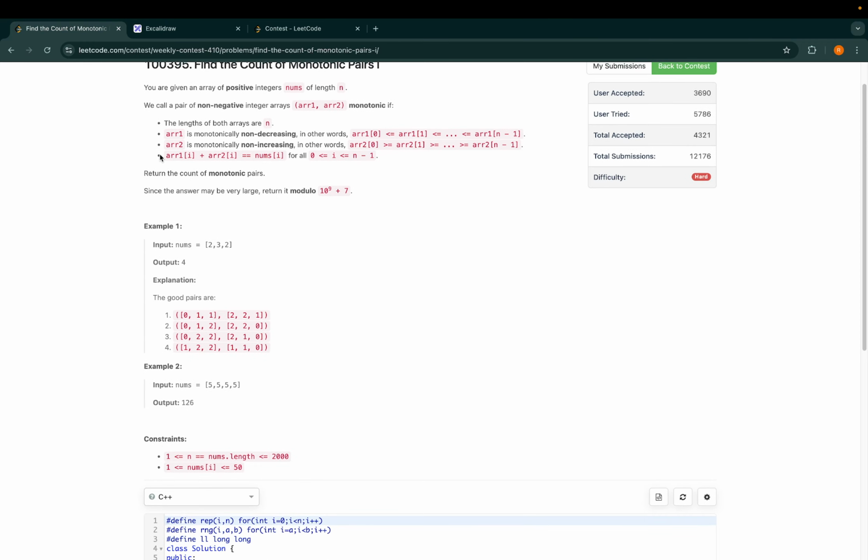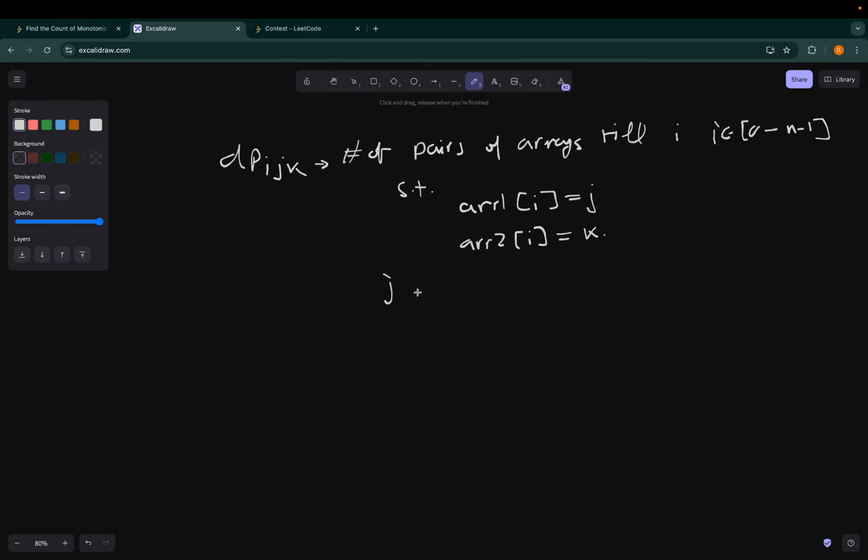Now the third condition says that your j plus k should be nums of i. So essentially j plus k is n of i. That means you can fix k to be n of i minus j. Okay, so that's what we do here. Just fix that k, and essentially you want to calculate dp of i. If you put j here, then in array 2 you have to put n of i minus j.